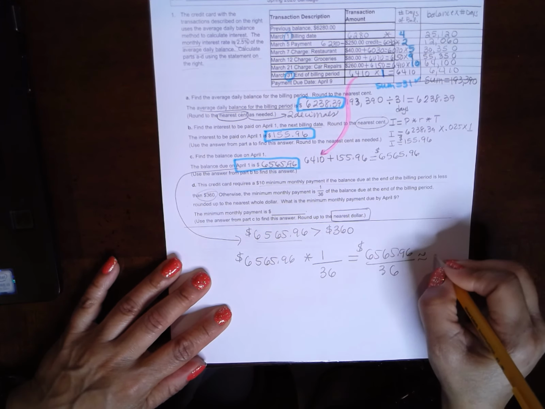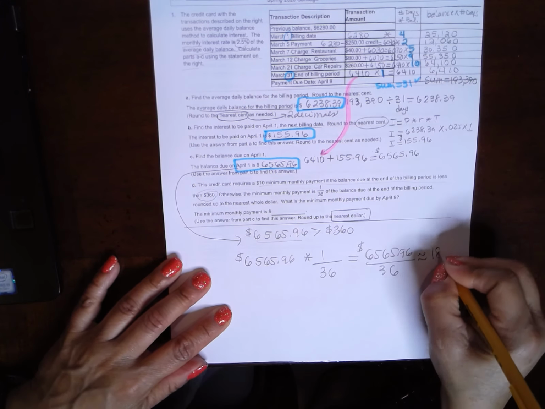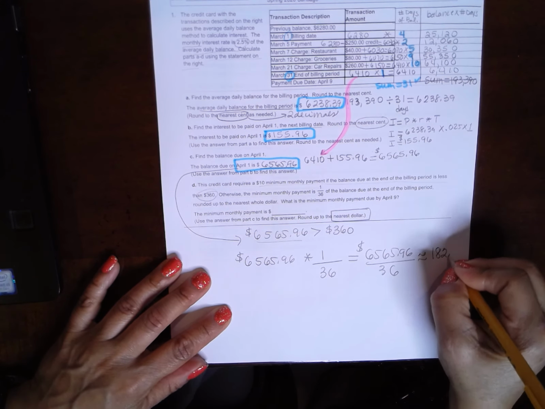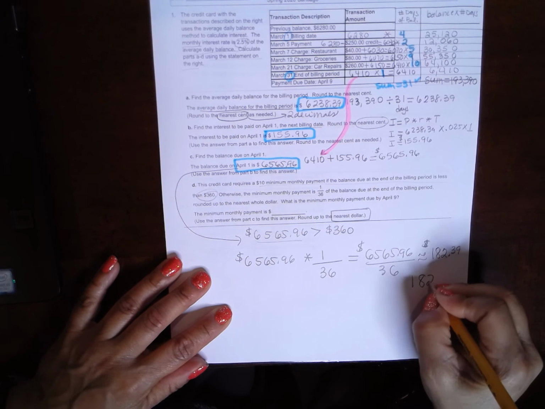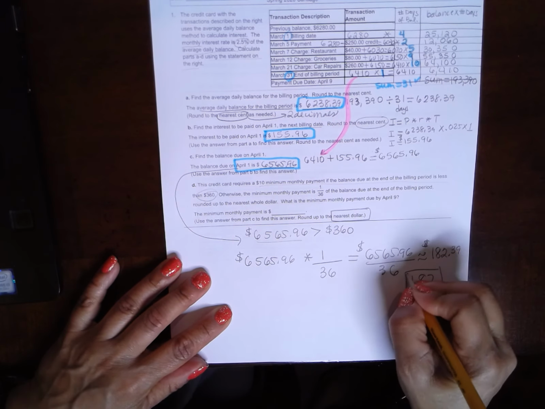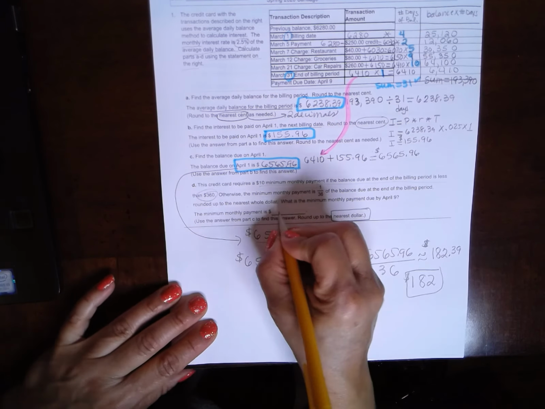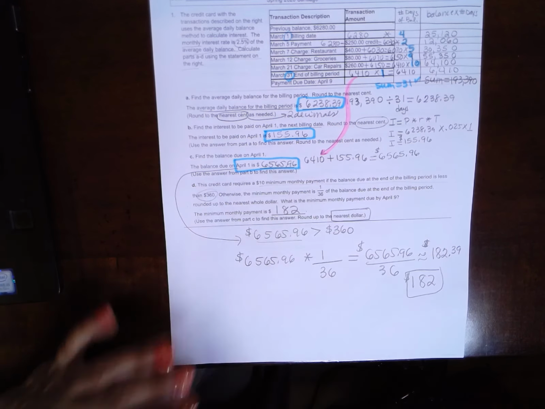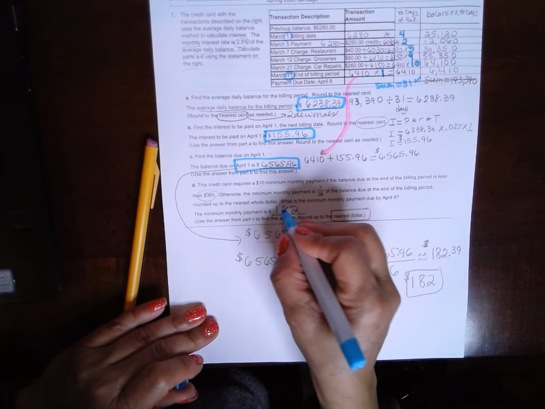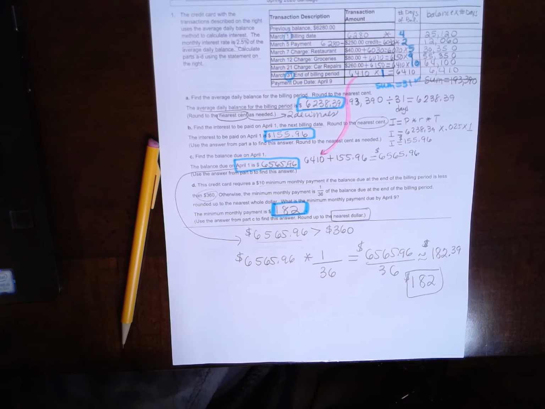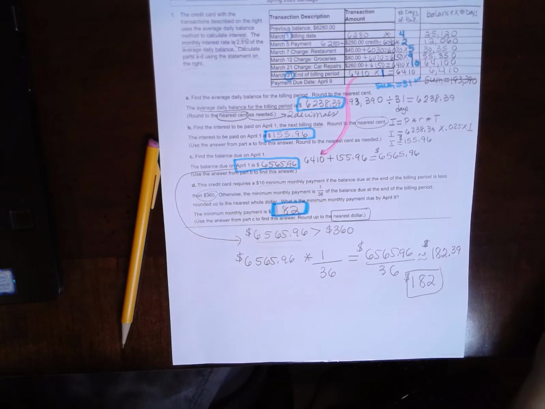So this is close to $182.39. So therefore, this is rounded to $182. That is your minimum payment, $182. Okay, so that's it for this example number 1. It is a long example from the homework question 1.